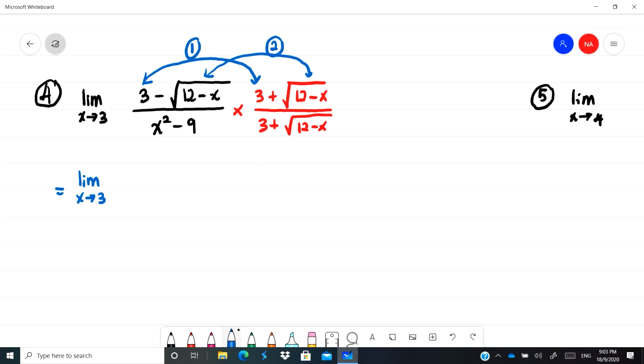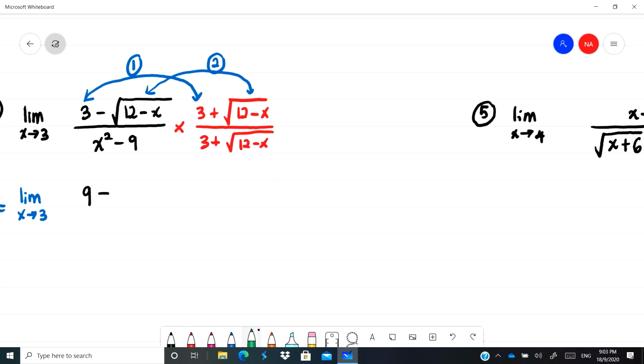So the first part, 3 multiplied by 3, you will get 9, minus square root 12 minus x multiplied by square root 12 minus x will be 12 minus x itself. If you can't see that, then I'll write it here. If you have square root 12 minus x multiplied by square root 12 minus x, this will be simplified as square root 12 minus x squared. So this is simplified as 12 minus x.